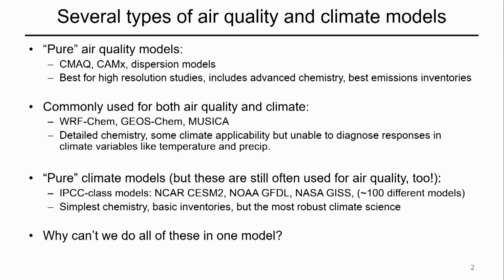So why can't we do all of these things in one type of model? The short answer to that is computational power. When you're solving hundreds of differential equations over and over again in different little boxes, that takes time. Even on the fastest supercomputers in the world, you're going to have to make some trade-offs. Do you want higher resolution? Do you want a full isoprene chemical mechanism with 500 reactions?